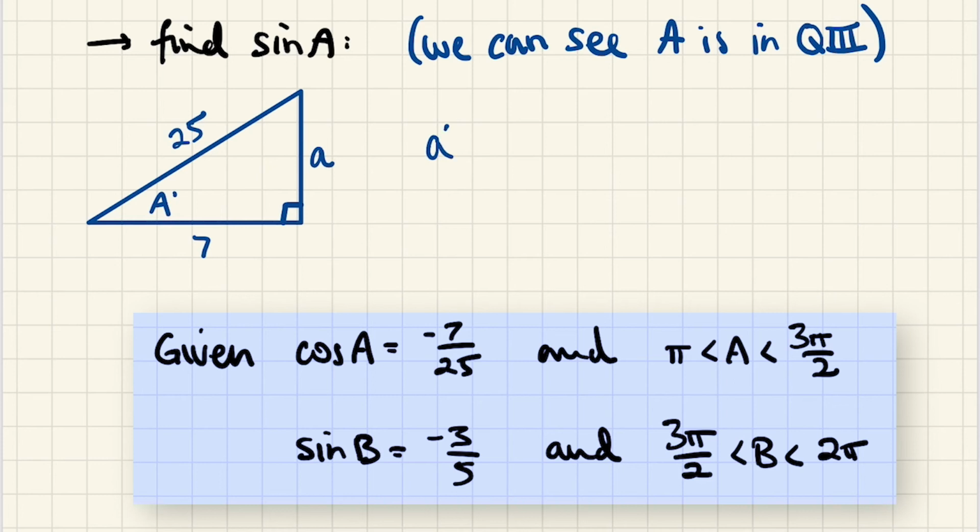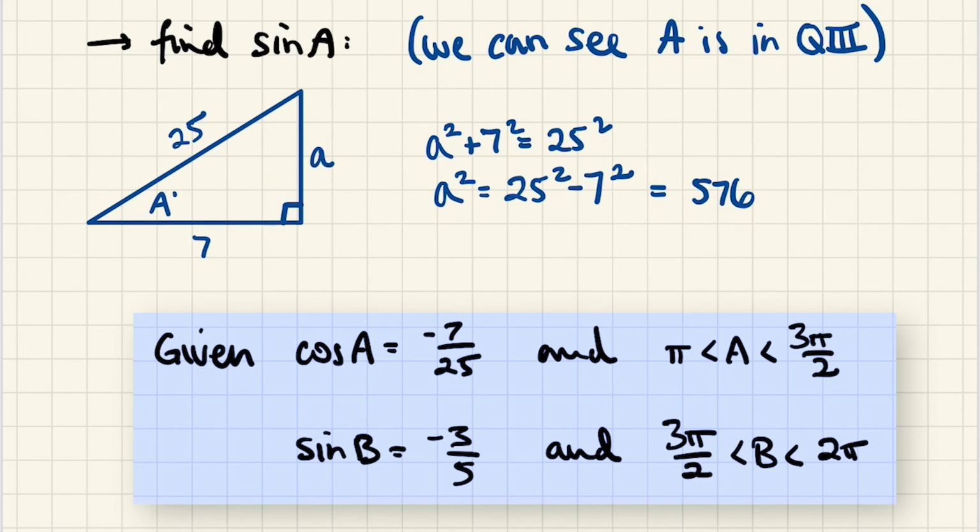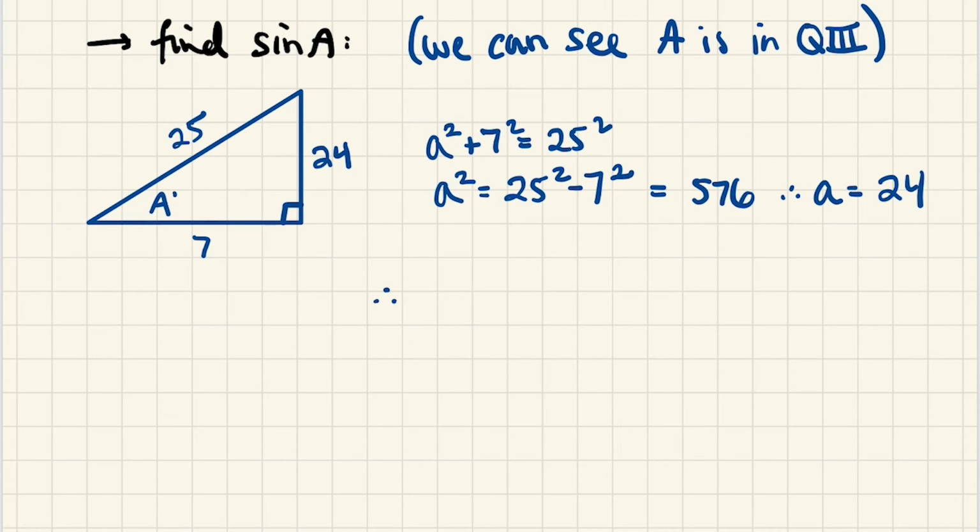And we know that a squared plus 7 squared is 25 squared. 625 minus 50 is 575, but we got to add 1, making 576, because we actually subtracted 49. So a squared is 576, and therefore a is the square root of that, which is 24. Okay, so now we can read anything we want, sine, cosine, tangent, whatever. So sine of a is what we're after, and we know that it's opposite over hypotenuse, right? So of SOHCAHTOA. So that's 24 over 25, but we remember that we need to assign the negative because a is in the third quadrant.